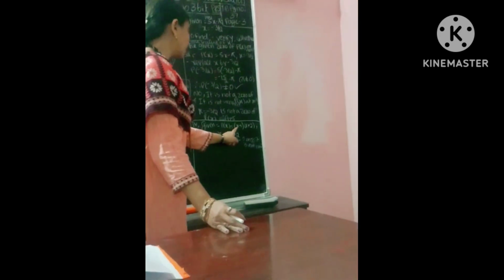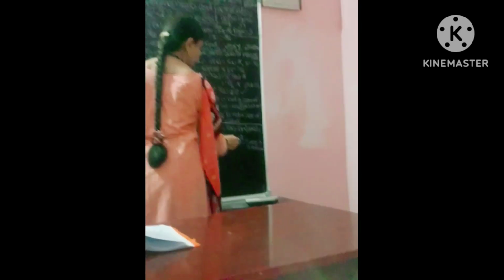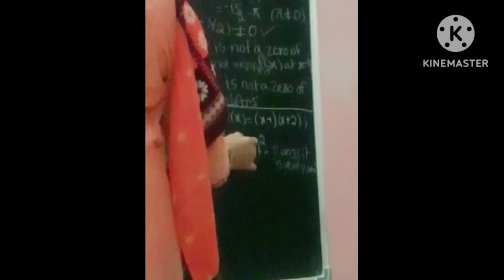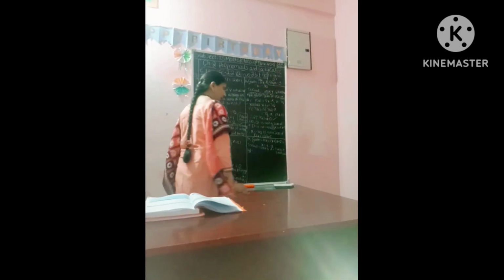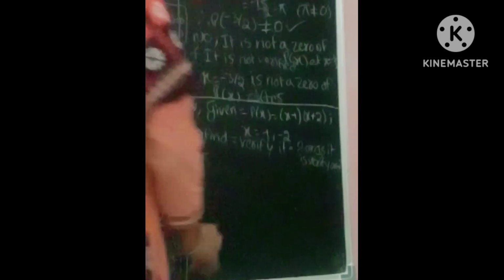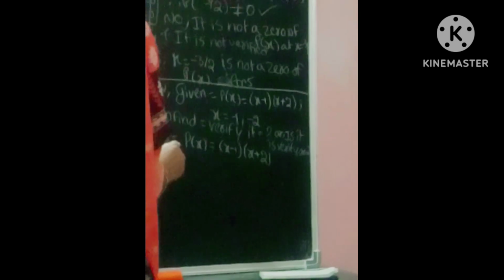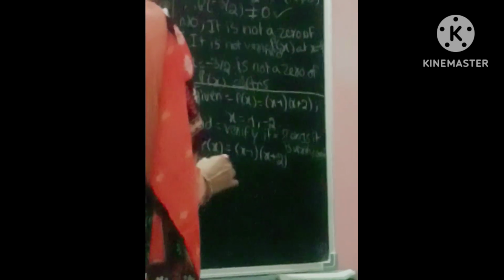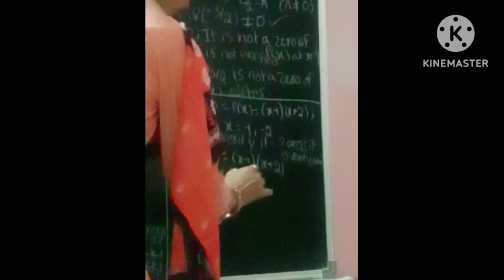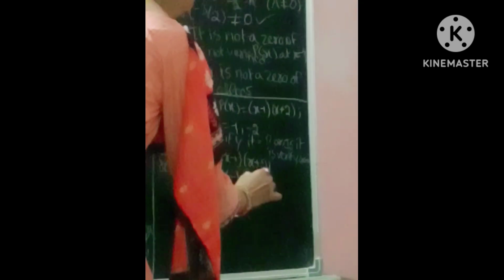What is given, what is asked. Given P of x equals x minus 1 into x plus 2. The values given are x equals minus 1 and minus 2. We have to verify whether it is a zero of the polynomial or not. First, P of x equals x minus 1 into x plus 2. Replace x by minus 1 and minus 2.